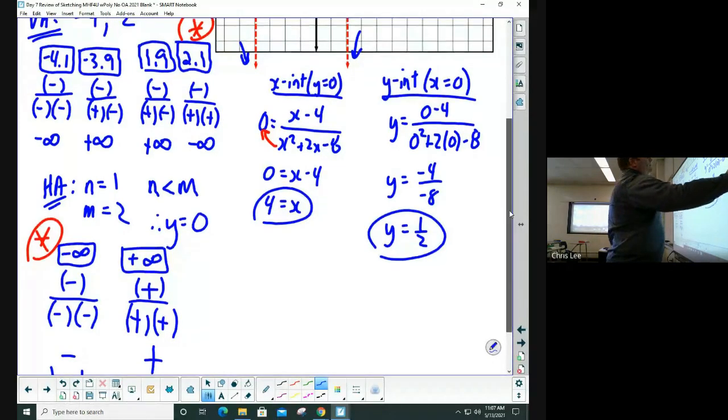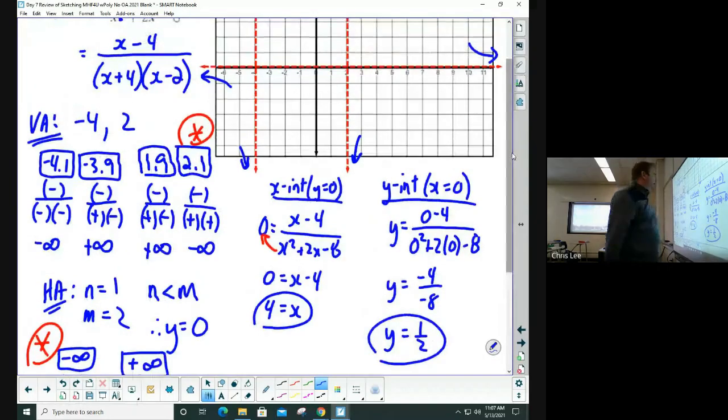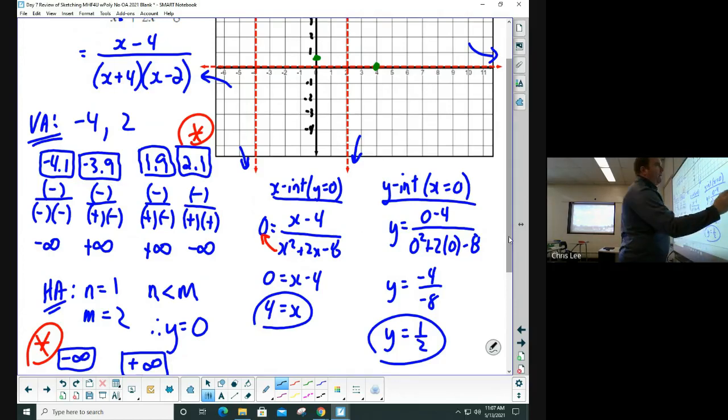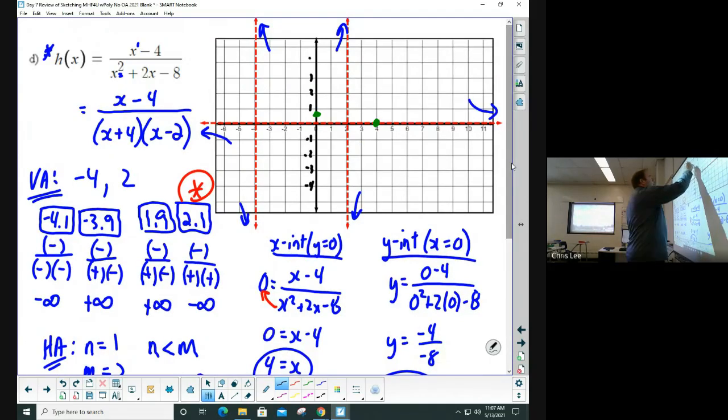And so now I have 2 more points that will help me on my graph. I've got that there's an x-intercept at 4 and a y-intercept at 1/2. Since I have some points, I'm going to label these now: -1, -2, -3, -4, 1, 2, 3, and so forth. And now I've got enough information to do my final sketch.